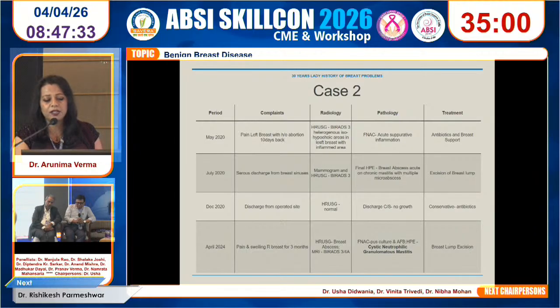However, again in July, she came back with multiple sinuses discharging from that site of the breast. Again, mammogram and HRUSG were done. Again, it showed a Birad's 3 lesion. So we did an excision of that lump, and that came out to be breast abscess, acute on chronic mastitis with multiple micro abscesses. After that, again in December, she came back with discharge from the operated site.